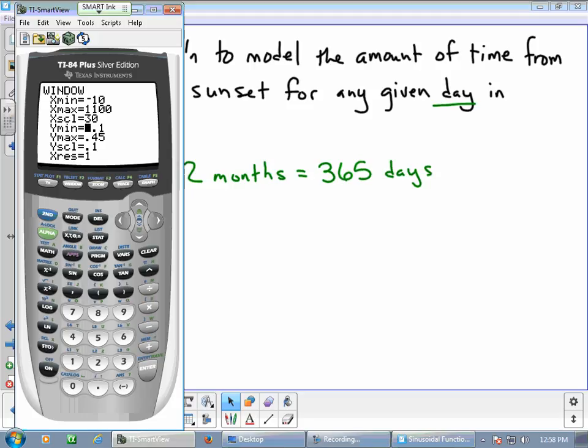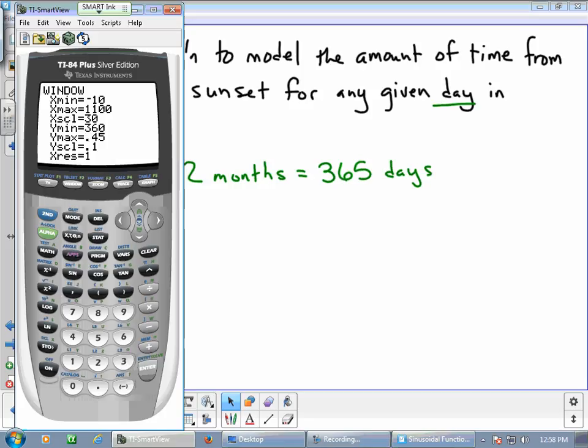Okay, Y minimum, Y maximum. Let's see. The Y was the number of minutes of sunlight. What would be a reasonable minimum? 6 hours? Do you think we ever get less than 6 hours of sunlight? That would be like from 9 a.m. to 3 p.m. 6 times 60 would be 360. We'll start with that and see what happens.